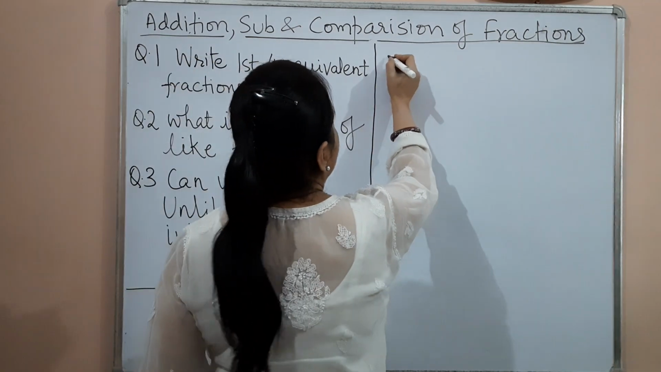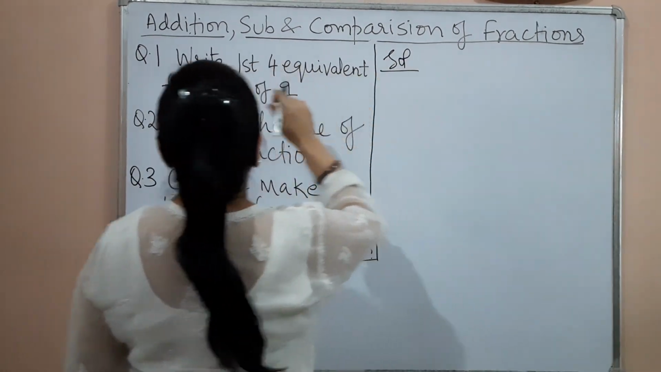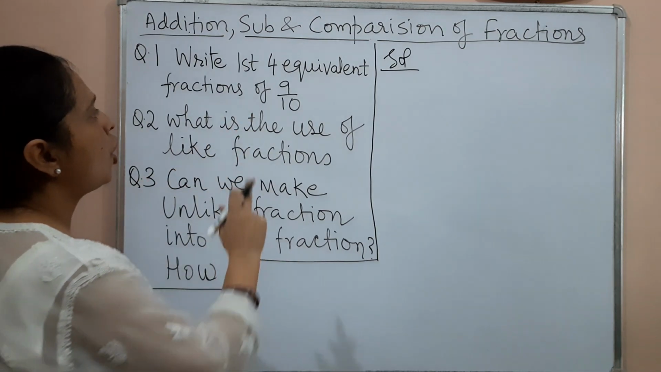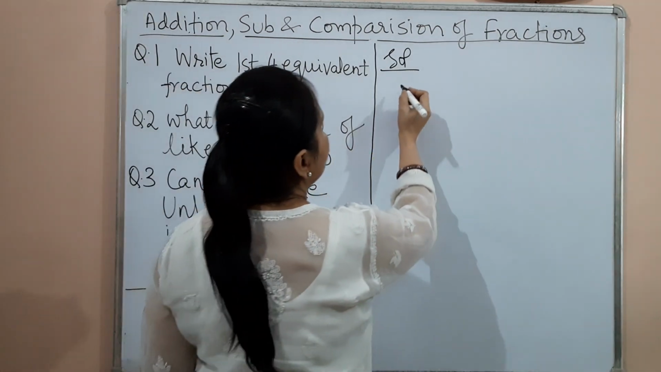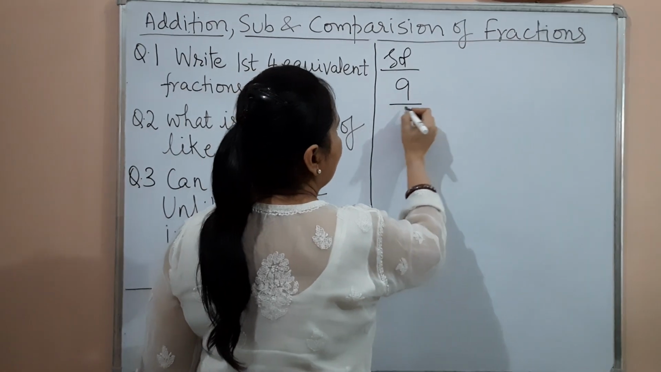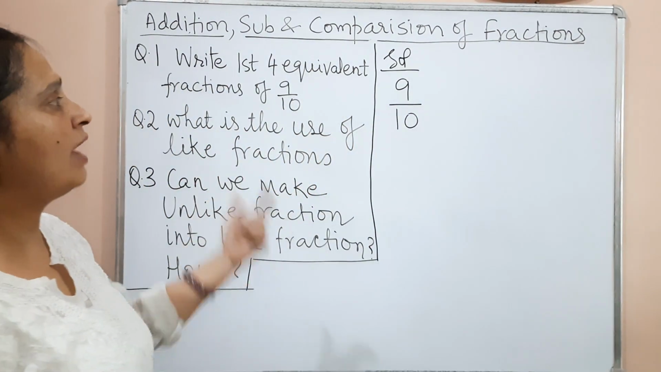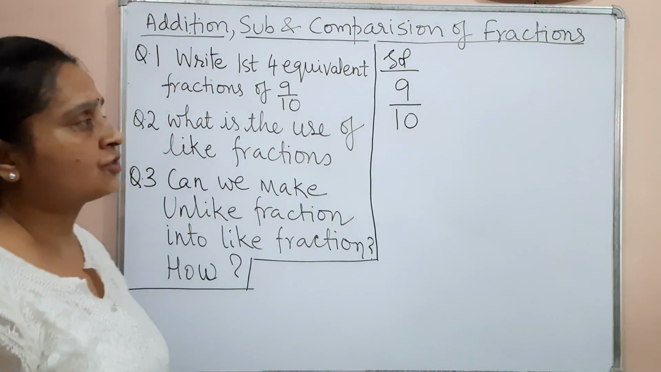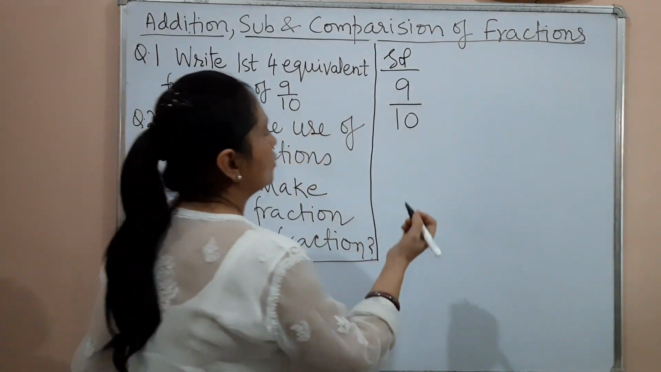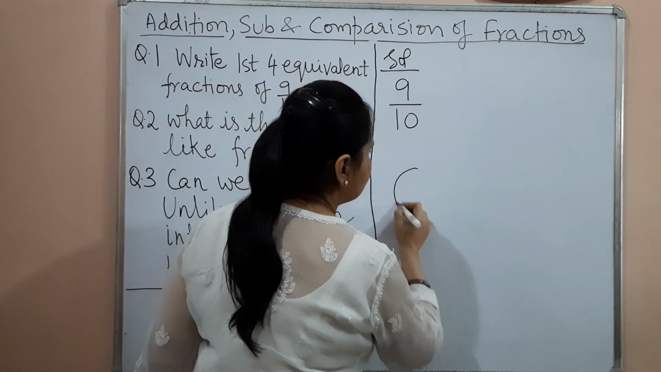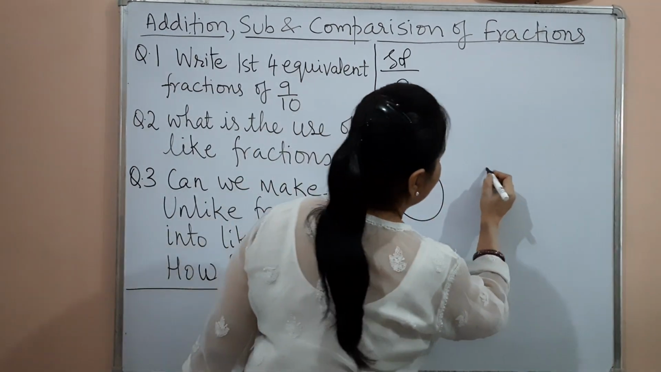Question number 1. It is asked, write the first four equivalent fractions of 9 by 10. Suppose we have 9 upon 10 and we are asked to find the equivalent fractions. Then how are we going to find them? Let me just revise what we studied last time about equivalent fractions.